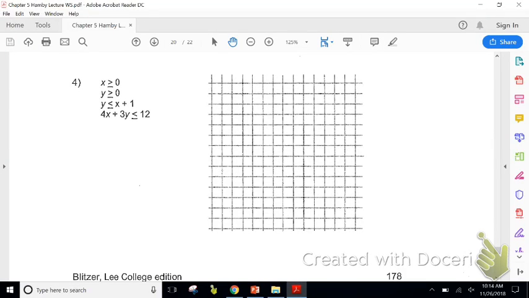Right, anything, or you just shade it? No, you're just shading. We're just going to shade. So we see our first line tells us that x is greater than or equal to 0. And so I'm going to go to where x is 0. Is it going to be a solid or a dashed line? Solid.